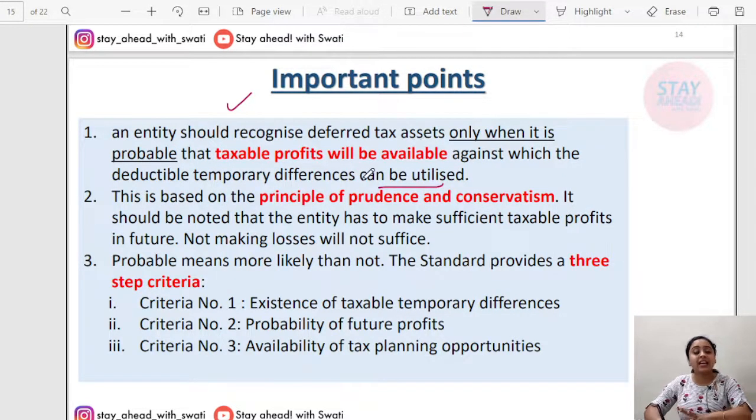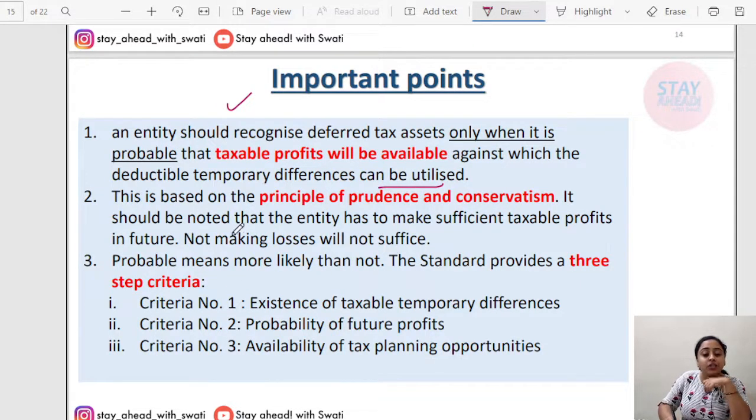It is said that you have to record that particular deferred tax asset only when you have a probability, highly probable chances, that in future you will be having economic profits, and therefore you will be able to recognize and take the benefit of this DTA. You will record this DTA only when there is a future expectation that good profit amounts will be available. Next, this is based on prudence and a conservative approach.